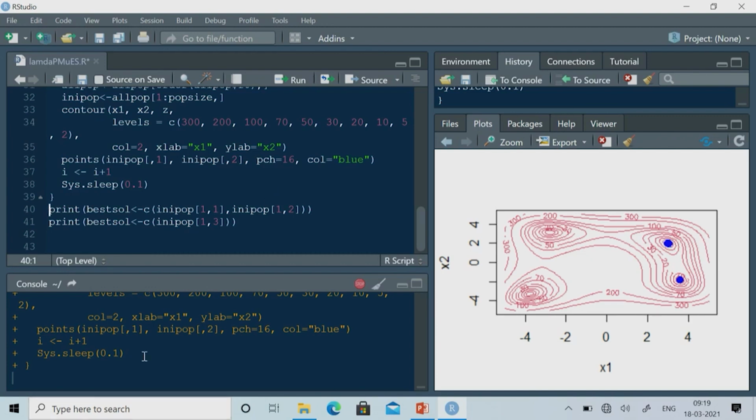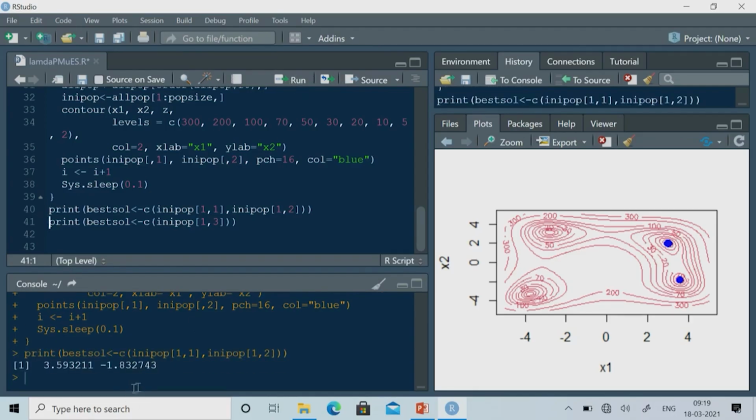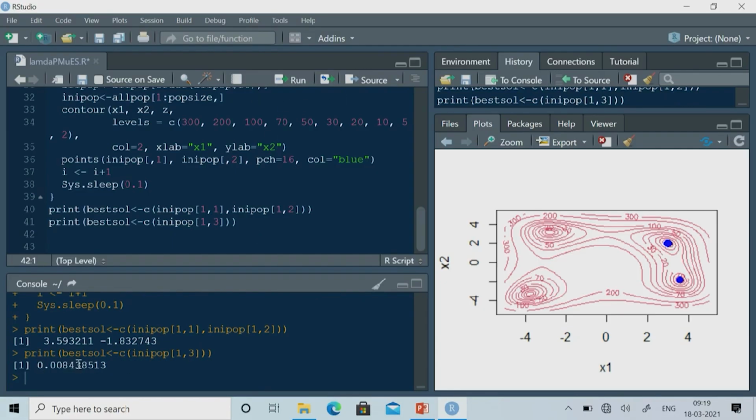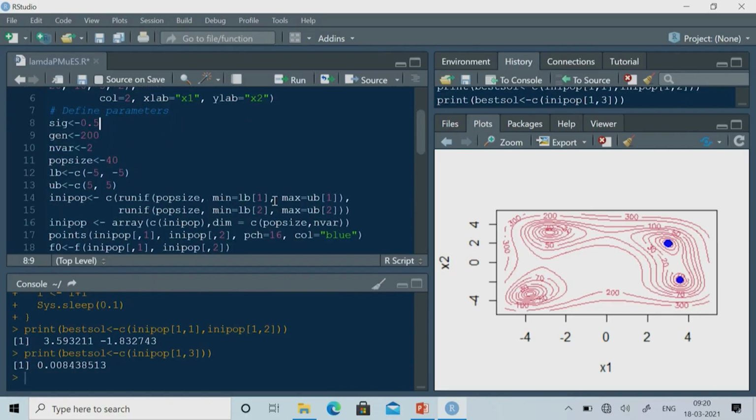It is still running, yeah, it has completed now. So, let us see the solution. Now, the solution is 3.5932, that means this is on the 4th quadrant, and this is minus 1.832743, and just see what is the function value. So, function value is 0.00084.